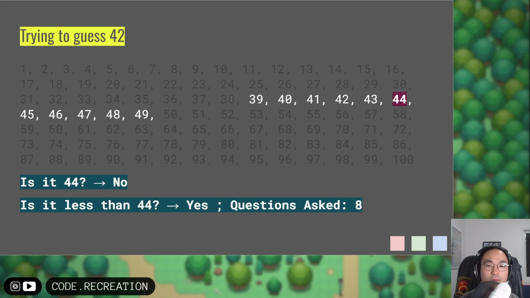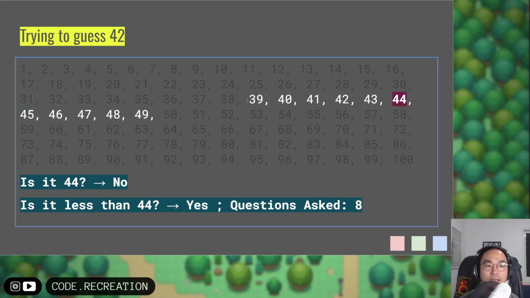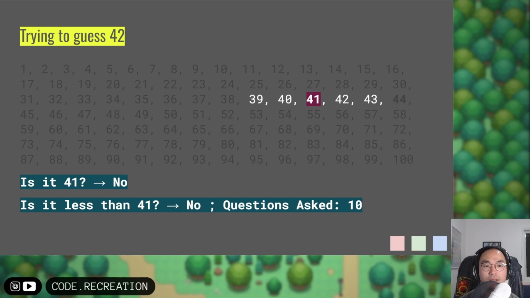So at this point, we have turned off 26 to 38. Now our data set goes from 39 to 49. We're going to ask, is it 44? They're going to say no. Is it less than 44? We're going to say yes. That means our number must exist within this range. We get to turn the values of 44 to 49 off, and we get this.